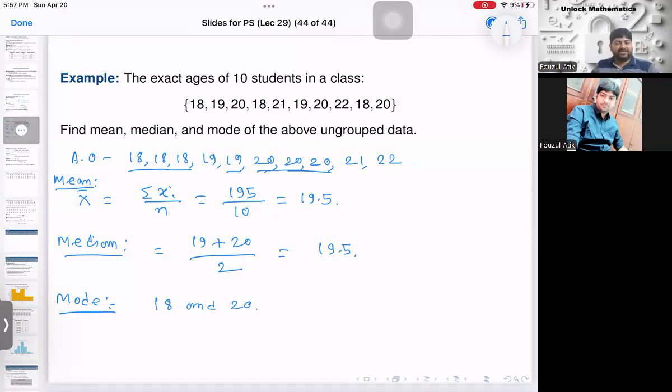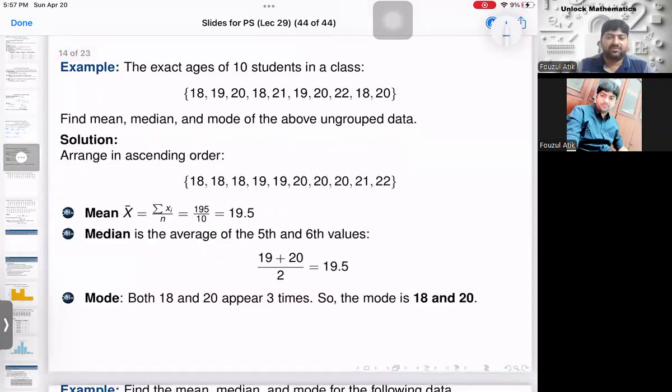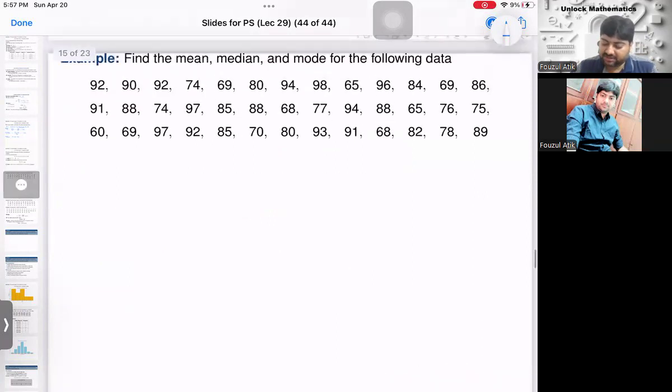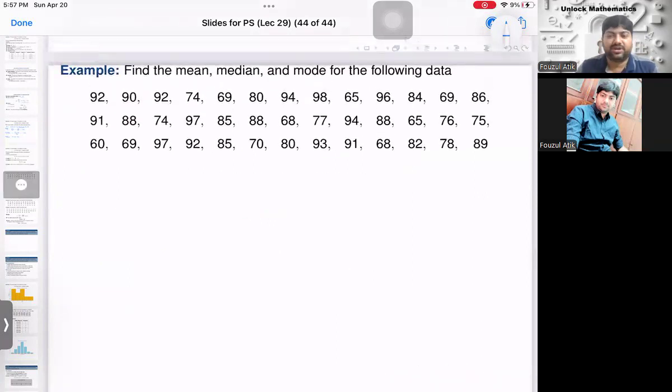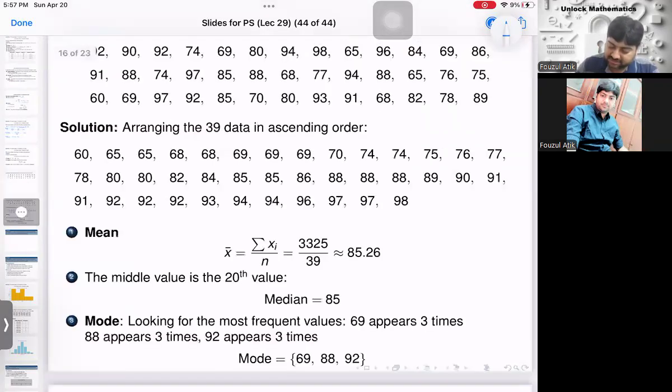I hope it is clear, very easy. All of us know, so I don't want to spend more time on it. So this is the formal answer. Then I'm giving another example. Just look at this data and then find the mean, median, and mode of the following data. You may take it as homework. I may also show you the answer.